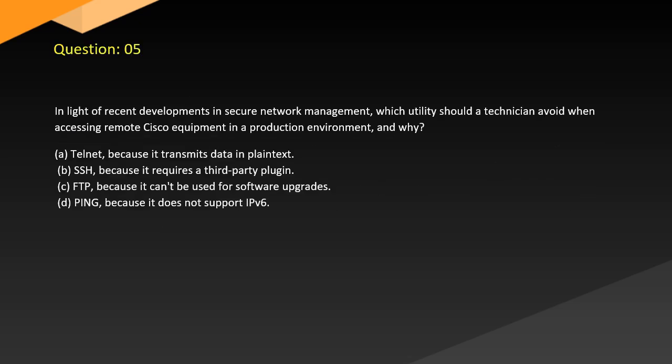Question 5. In light of recent developments in secure network management, which utilities should a technician avoid when accessing remote Cisco equipment in a production environment, and why? A. Telnet, because it transmits data in plain text. B. SSH, because it requires a third-party plugin. C. FTP, because it can't be used for software upgrades. D. Ping, because it does not support it.